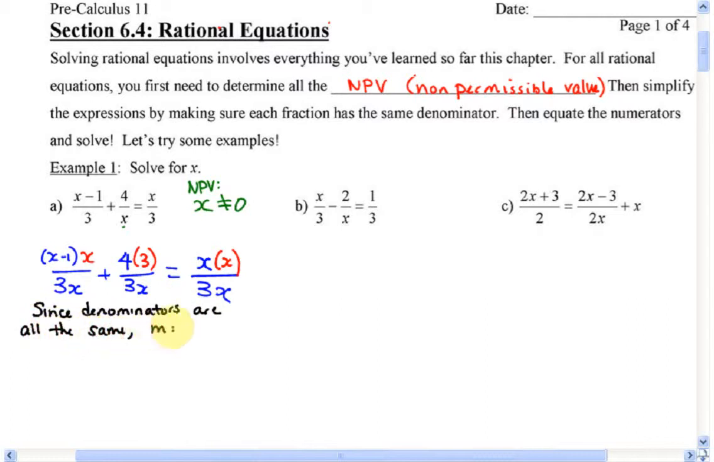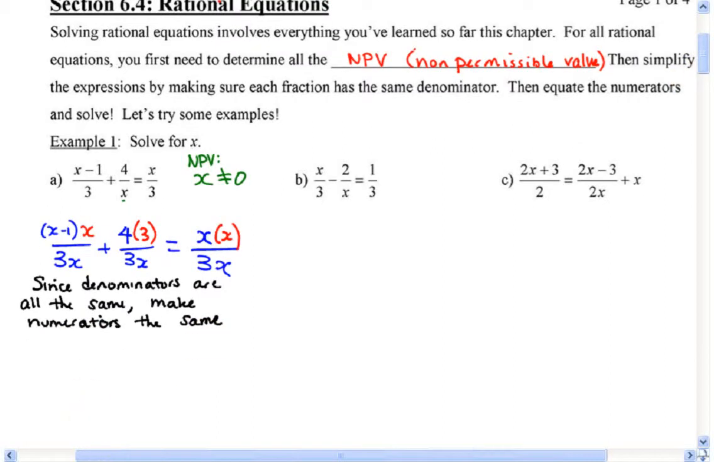now we want to just make the numerators the same, okay? Make numerators the same. And so what I'm saying to you now is, hey, we can actually kind of ignore the denominator, and let's just worry about the numerator. Okay? And if you think about the numerator, I think we have to do some multiplication. X times x is x squared. X times minus 1 is minus x. Okay. 4 times 3 is 12. And x times x is x squared.